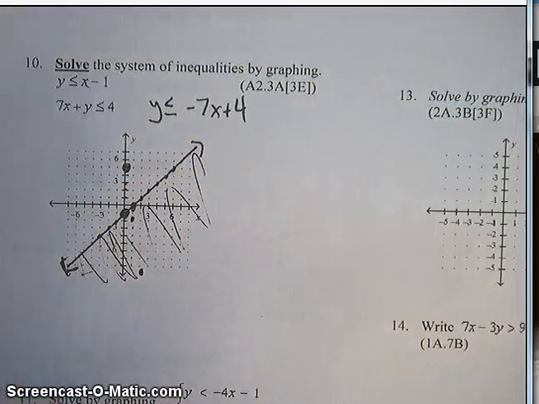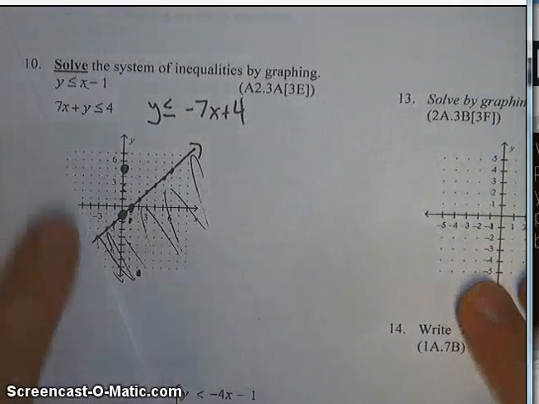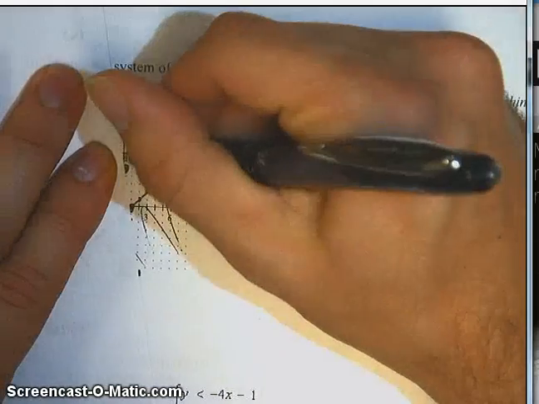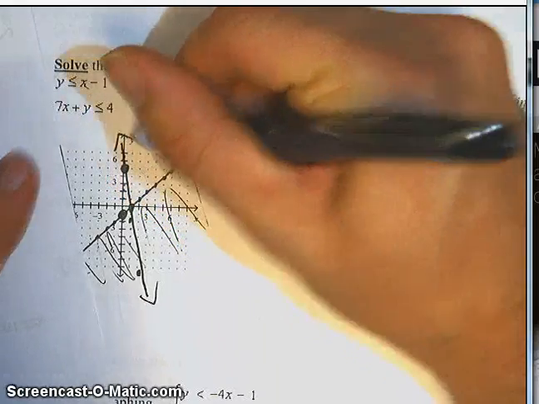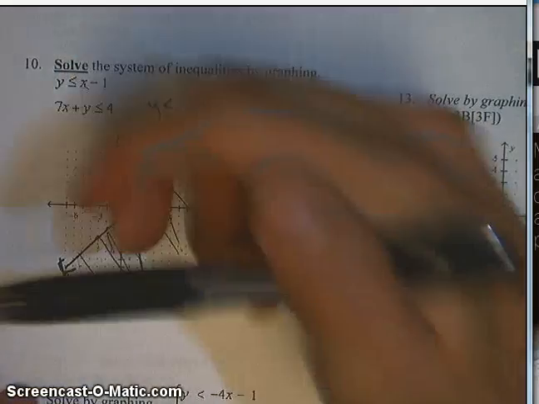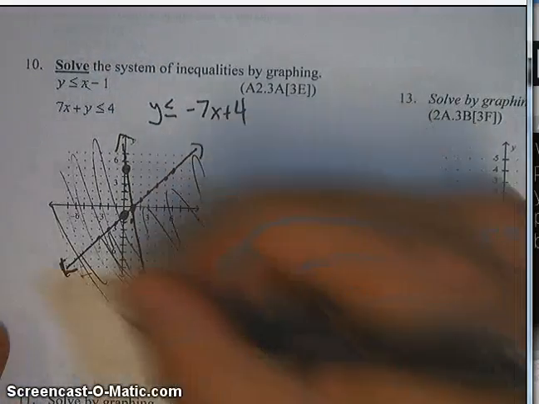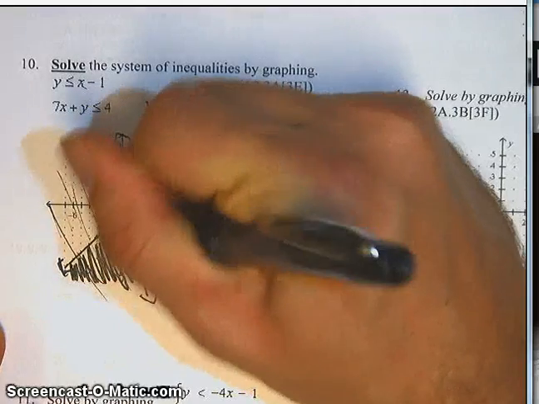And I'm just going to use a straight edge again to draw a solid line. It's solid because it's less than or equal to, and it's the equal to part that makes it a solid line. And I want to shade all the stuff below that line. And the question is, where did I shade twice? I'm going to make that area nice and dark. This is the solution set.